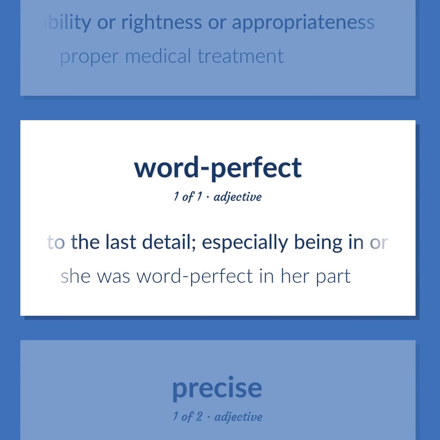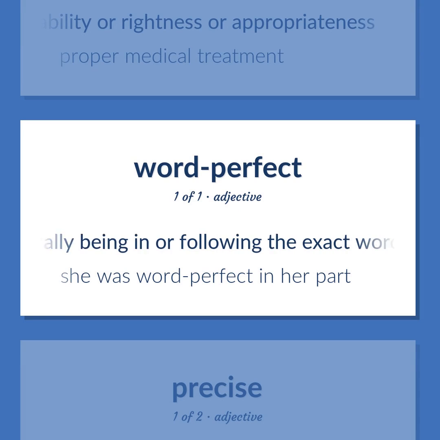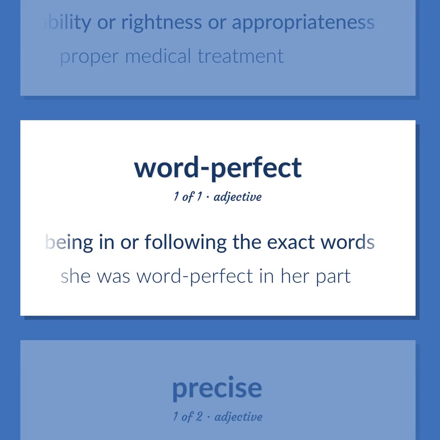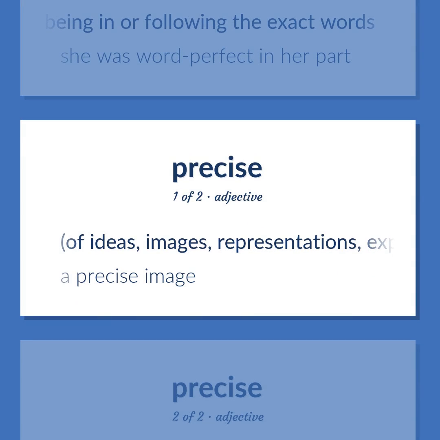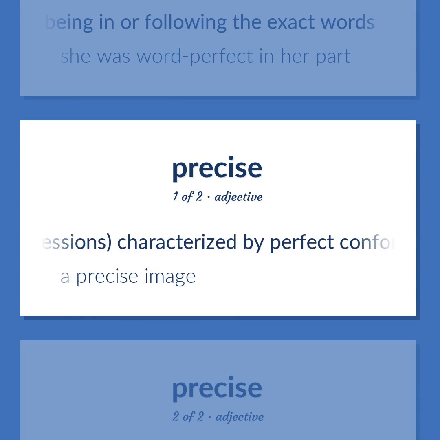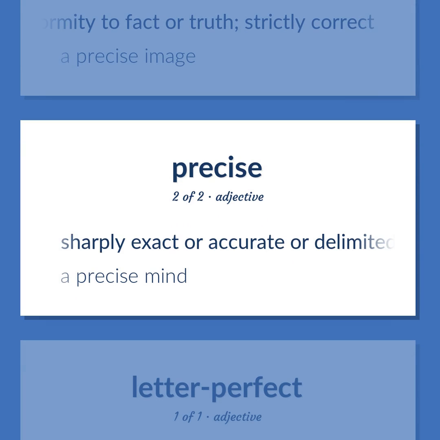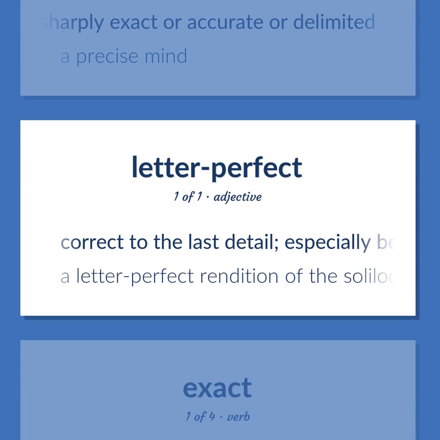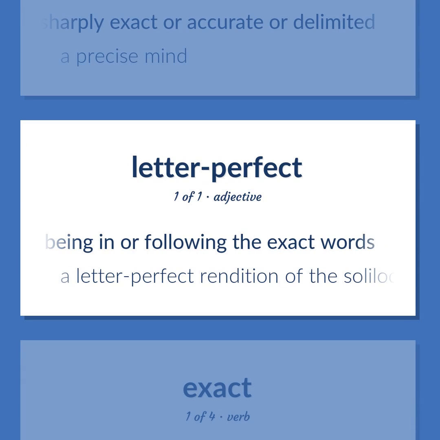Correct to the last detail, especially being in or following the exact words. She was word perfect in her part. Of ideas, images, representations, expressions, characterized by perfect conformity to fact or truth, strictly correct. A precise image. Sharply exact or accurate or delimited. A precise mind. Correct to the last detail, especially being in or following the exact words. A letter-perfect rendition of the soliloquy.